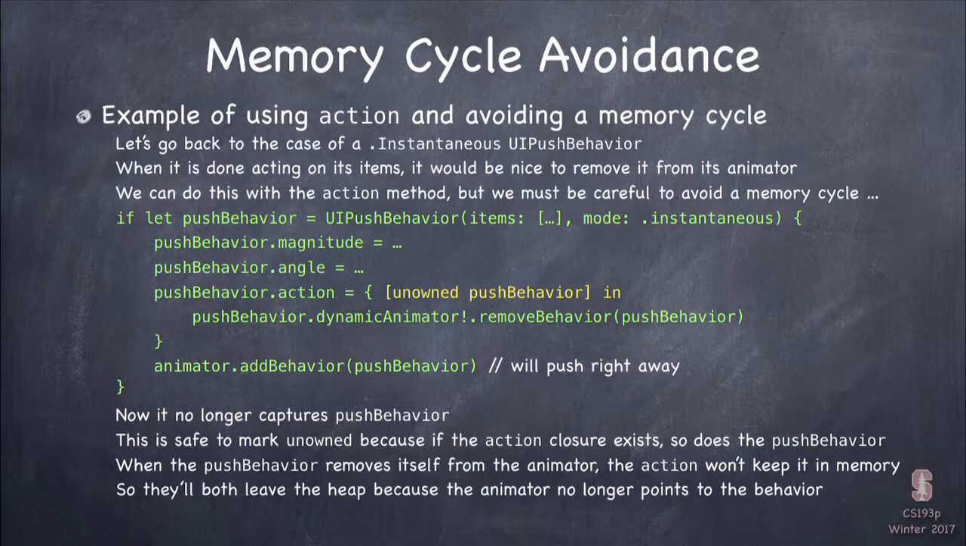The only reason we'd be here is because we just pushed with that push behavior, so it couldn't possibly be out of the heap. So it's guaranteed to be there. So we do not need to do any of this weak or anything like that. We can just say unowned. And unowned means do not keep a strong pointer inside this closure to push behavior, because I know it's going to be in the heap. You see how unowned works there? So unowned is kind of more of a forceful way of breaking a memory cycle, and you've got to be really sure that the thing you're going to mark unowned is in fact going to be there, otherwise it will crash your app. But here we know for a fact.